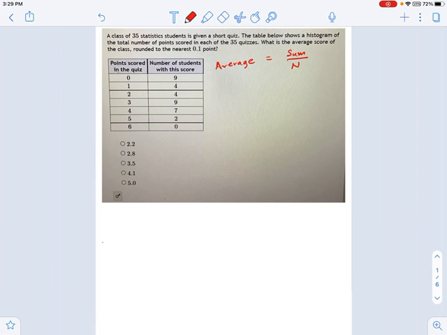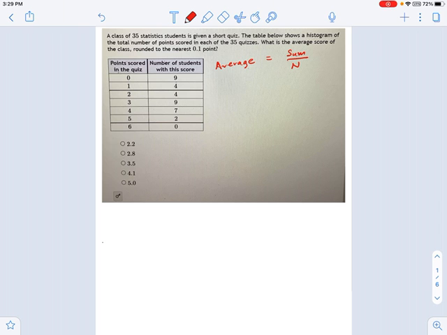In this problem, I'm told that a class of 35 stats students is given a quiz. I want to know what the average score of the class is, and it's grouped in a weird way. Instead of giving you a list of 35 numbers, I'm giving you a small table, and this is actually called a histogram. I'm counting the number of students with a particular score.